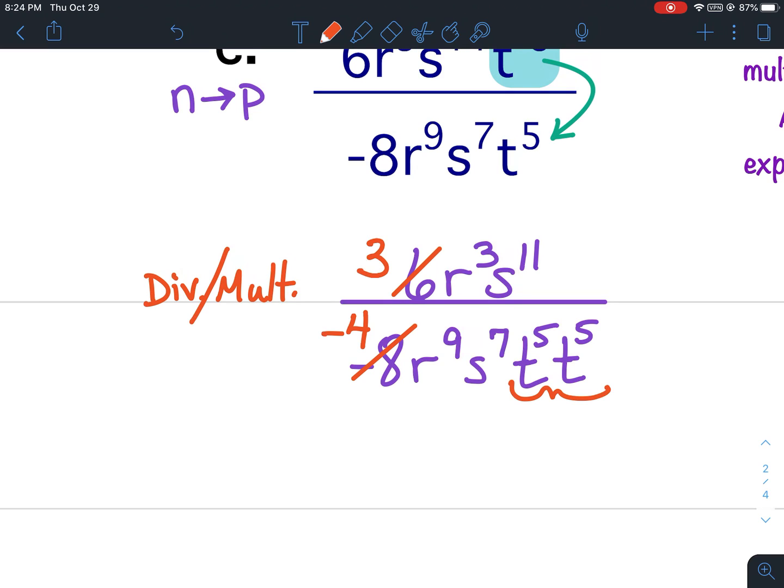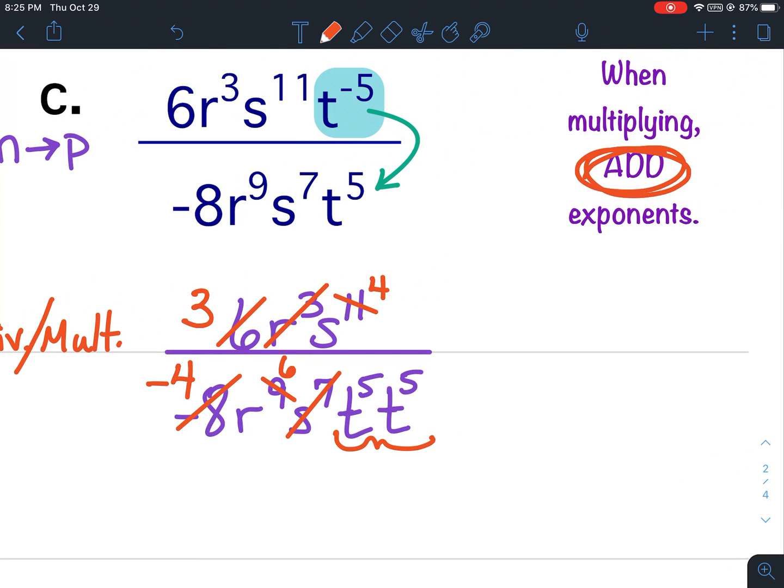All right, now to divide the rest of my terms. R to the 3rd has the smaller exponent, so I completely cancel out that. And 9 minus 3 is 6. S to the 7th has the smaller exponent. That gets completely crossed out. And 11 minus 7 is 4. The t to the 5th and t to the 5th, that's actually multiplication. And again, when we multiply, we add exponents. So this is going to become t to the 10th.